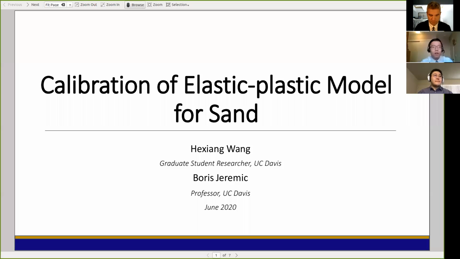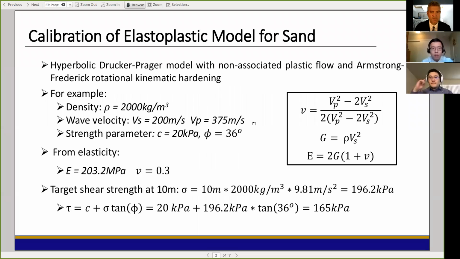And today we are going to talk about calibration of a simplified, simplistic but refined, sophisticated model for modeling of sand. Heshan, I need to allow you to share screen. So please go ahead and share your screen, and we'll start. Okay. Calibration. Okay. Can you see my screen? Yes, thank you.